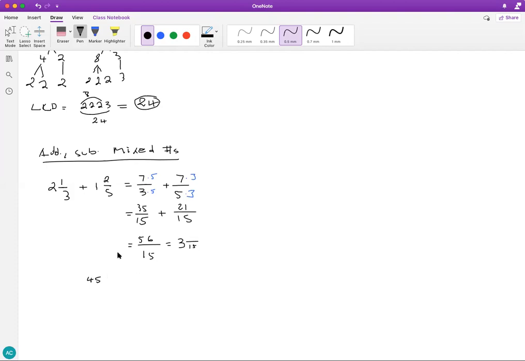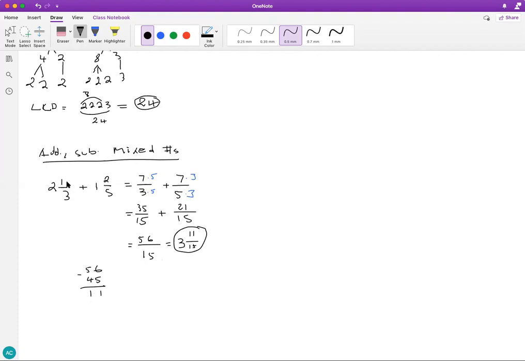Now, if 15 goes into 56 3 times, that's 45. How much is left? 11, that's right. You can get that 11 by subtracting 45 from 56, which will be 11. So that's the final answer as a mixed number, 3 and 11 15ths, okay?